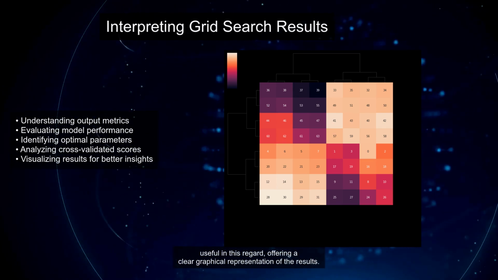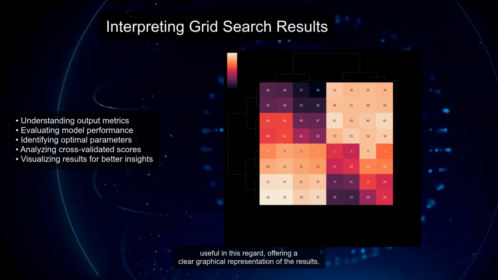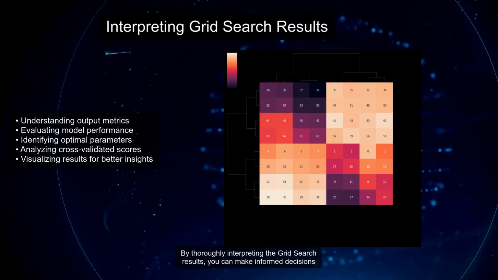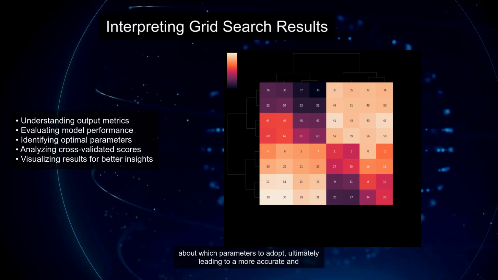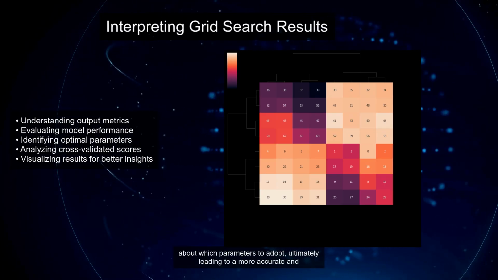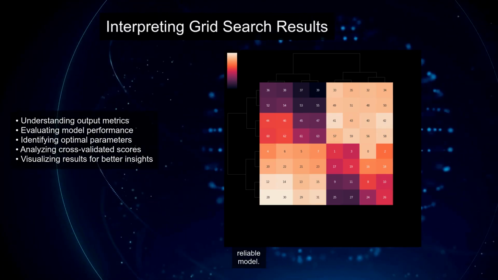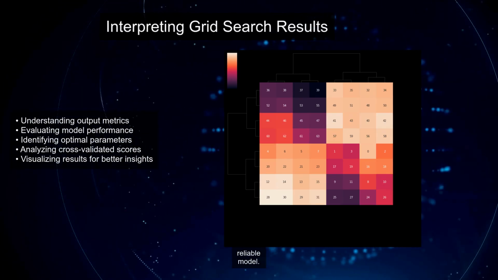Tools like heat maps or line plots can be particularly useful in this regard, offering a clear graphical representation of the results. By thoroughly interpreting the grid search results, you can make informed decisions about which parameters to adopt, ultimately leading to a more accurate and reliable model.